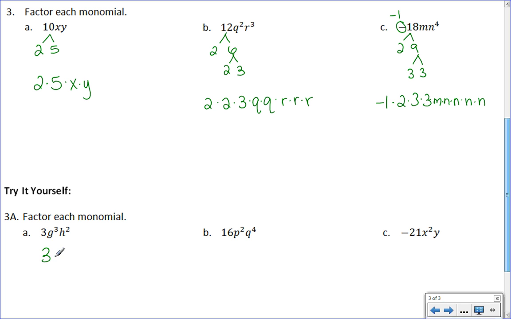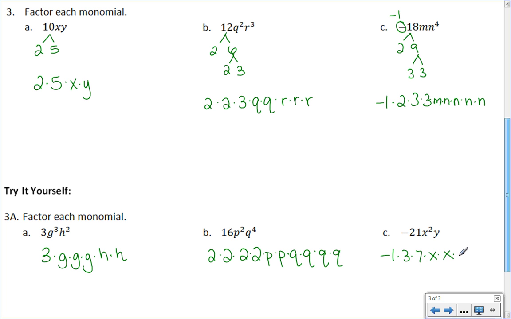For A, you should have 3 times G times G times G times H times H. For B, this is 2 times 2 times 2 times 2 times P times Q times Q times Q times Q. And C is -1 times 3 times 7 times X times X times Y.